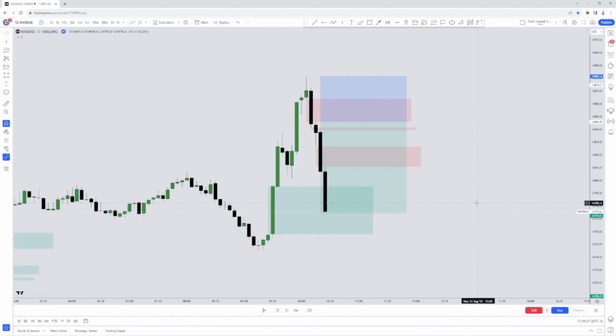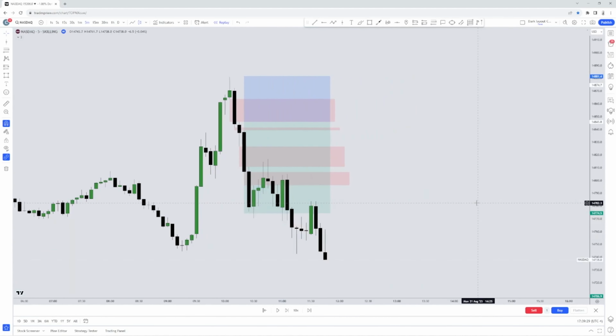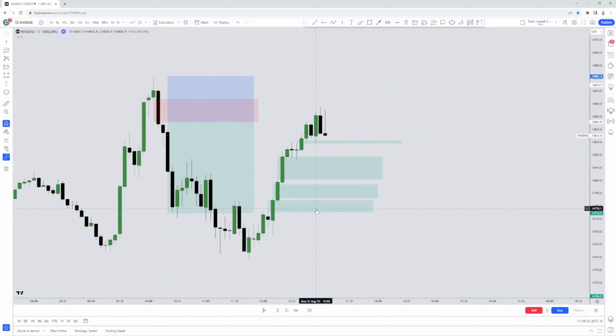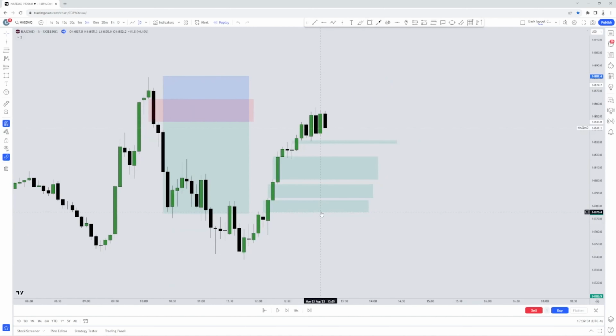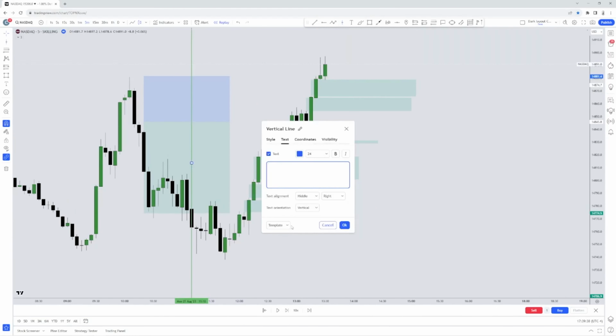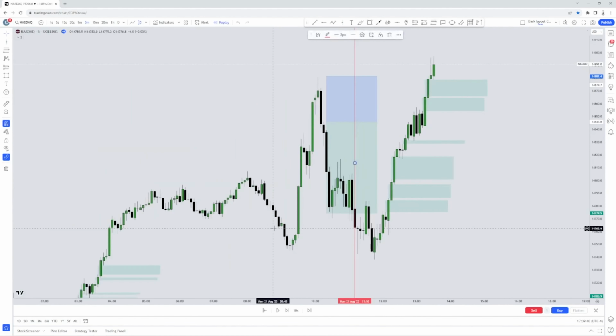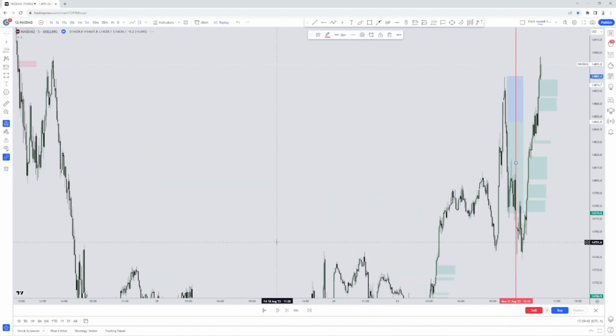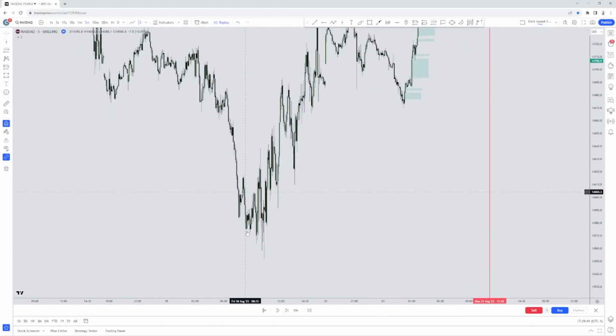It is just printing all of the FVGs. And we are in the trade. It is only 1 o'clock right here and we are out of the trade. This is a loss. And let's move to the previous one.